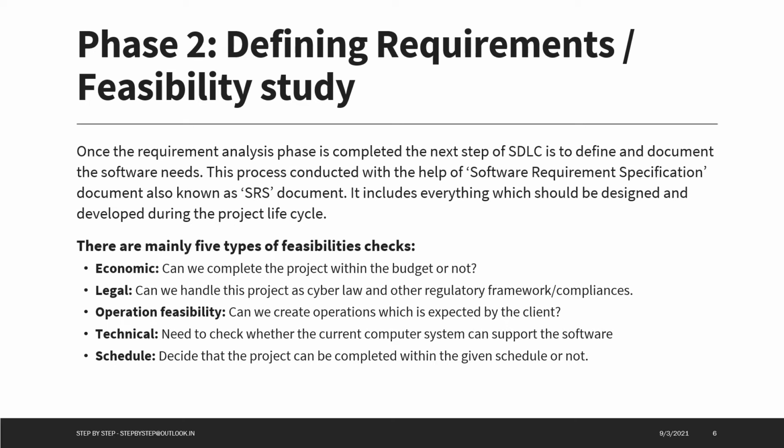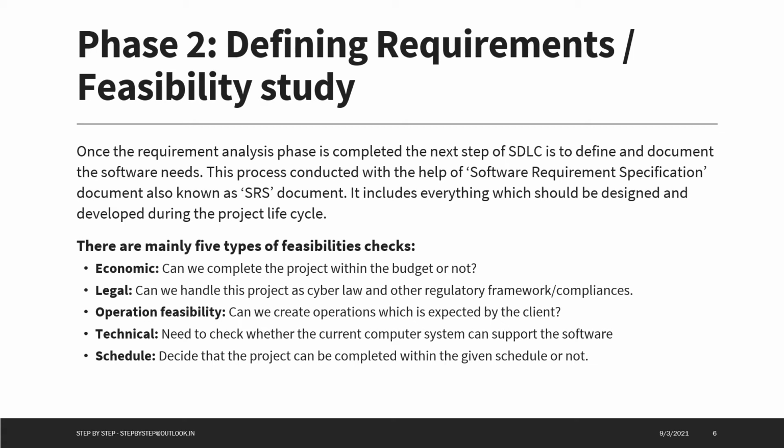There are mainly five types of feasibility checks done in phase two. First is economic. It is important because we need to understand whatever we are trying to build, whether it is economical or whether it is going to fit in the budget we have. Legal. The second thing is, can we handle this project as per cyber law? Cyber security is most important. So we need to understand whether cyber law and other regulatory frameworks or compliances will be satisfied with this development.